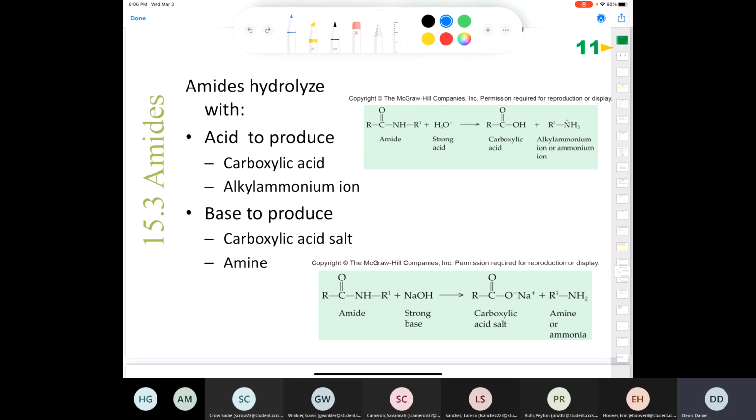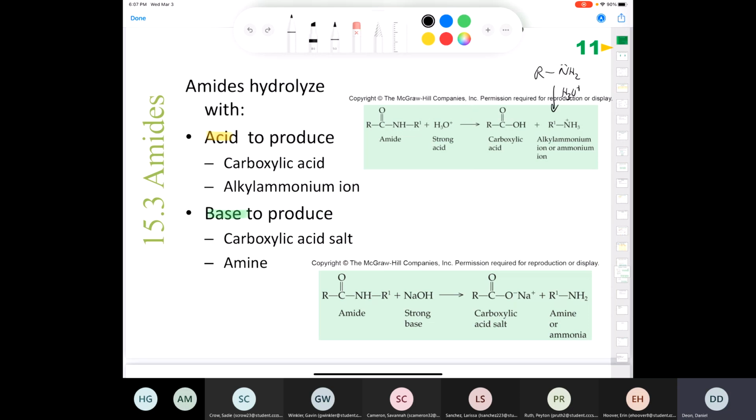Depending on which environment you hydrolyze an amide in, acid or base, you end up with different products. If you're in acid, you're going to end up with a carboxylic acid. Makes sense, right? You should have an acid in an acid environment. But instead of isolating an amine, you're not going to do that, because when you have an amine in acid, it's going to take a proton to become an ammonium ion. Because amines are bases. If you have a base plus an acid, it's going to accept the proton from the acid.